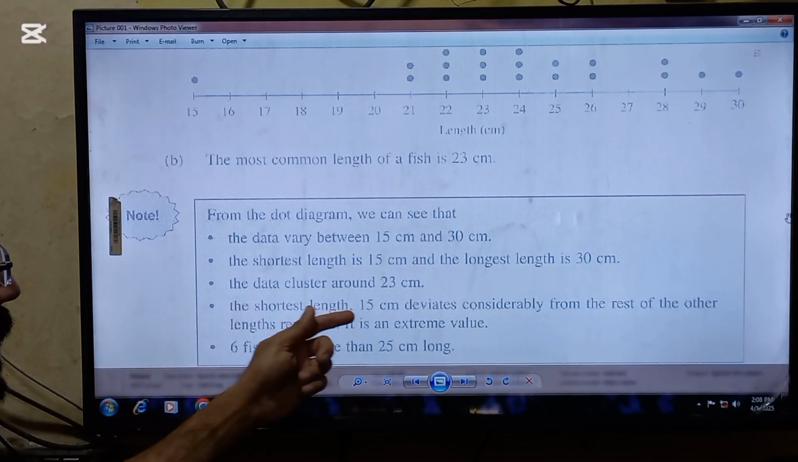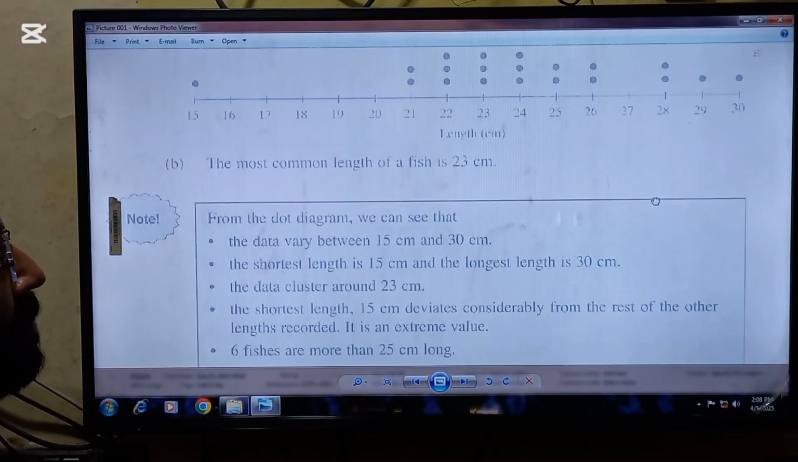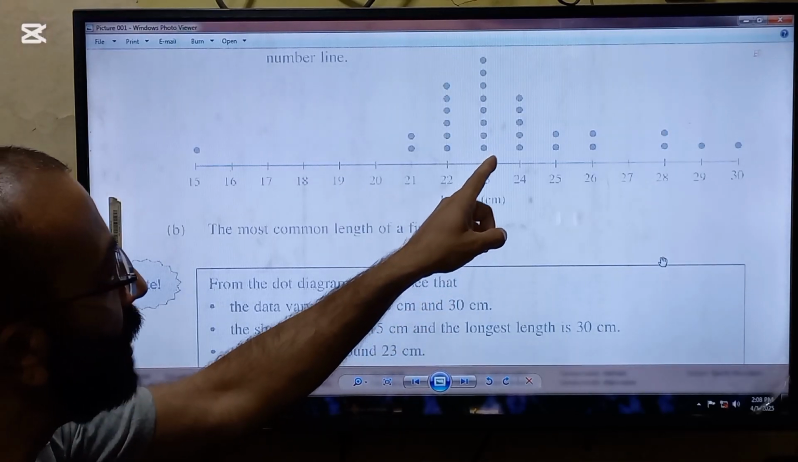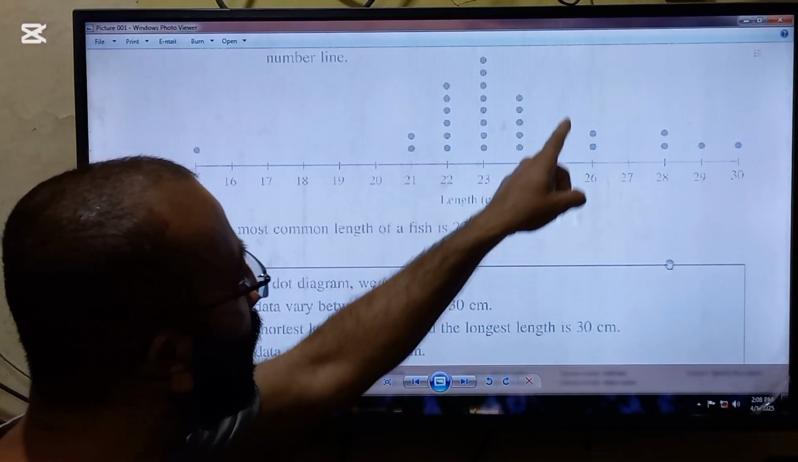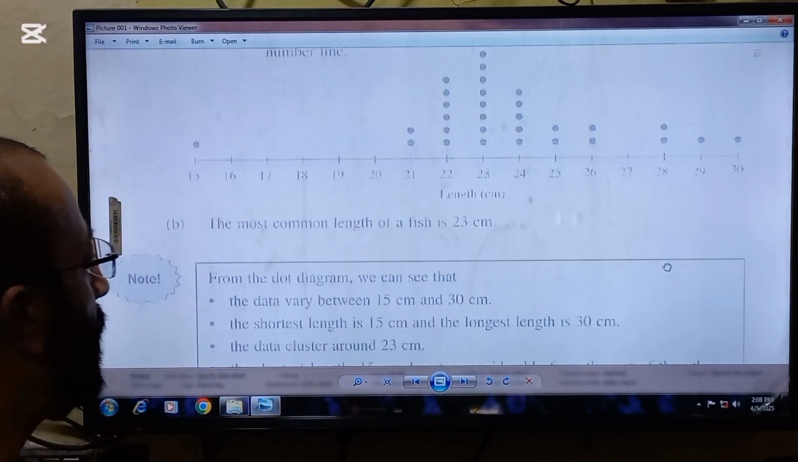The data cluster around 23, and you can clearly see that the maximum number of lengths is clustered around 23, because here are the maximum lengths. So the maximum length is clustered around 23 centimeters.